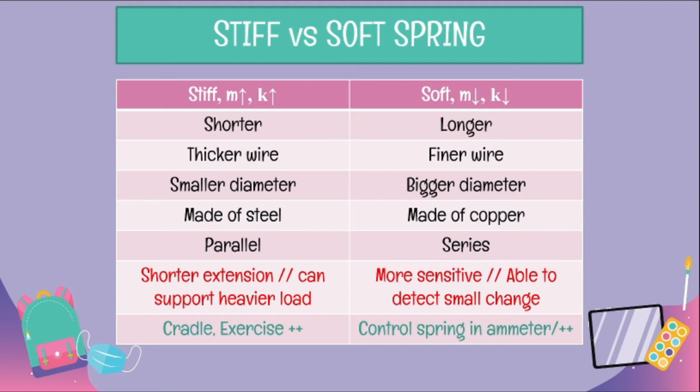Dan kemudian soft spring. Okey, tak semestinya dalam kehidupan kita mesti pilih je yang stiff spring kan. Ada juga kita pilih yang soft spring. So soft spring dia punya characteristics are longer spring, finer. Finer means the very thin wire, bigger diameter of spring.